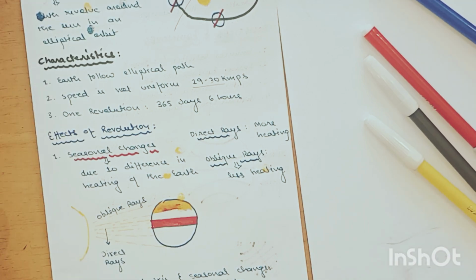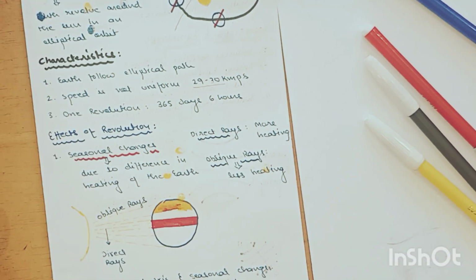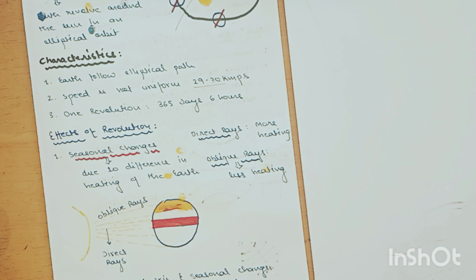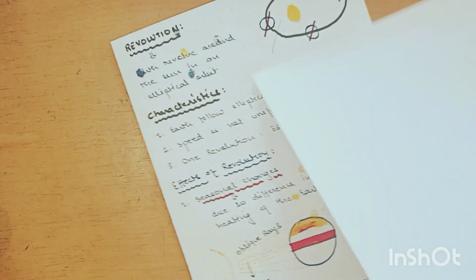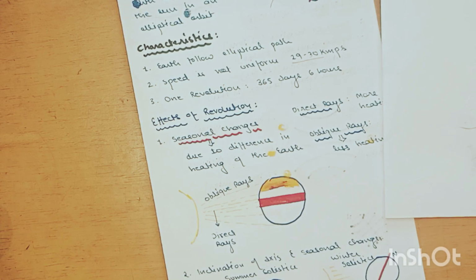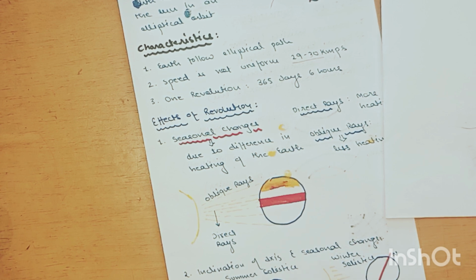Okay, now coming to the effects of revolution. In this thing we are going to understand what are the changes, what are the things that change because of the revolution of the earth. Okay, now the very first thing and the most important thing that we experience is the seasonal changes. The change in the season that we have. For example, we have summer, we have winter, we have autumn, we have spring. These are the 4 seasons overall we are having.